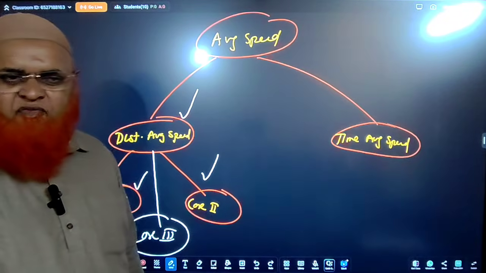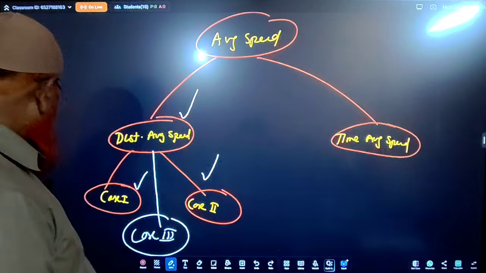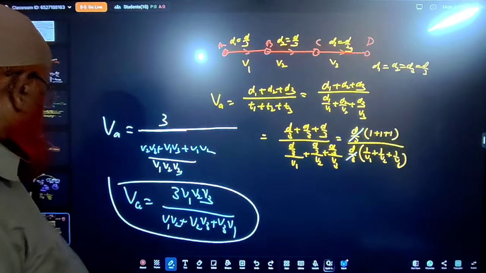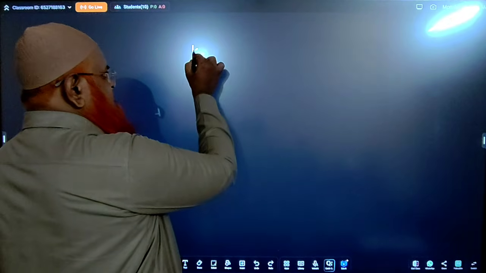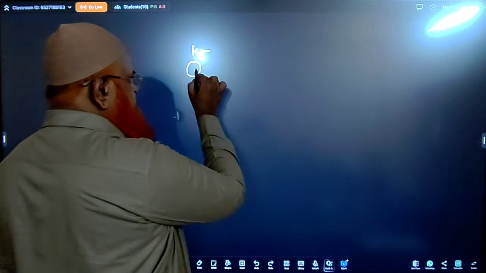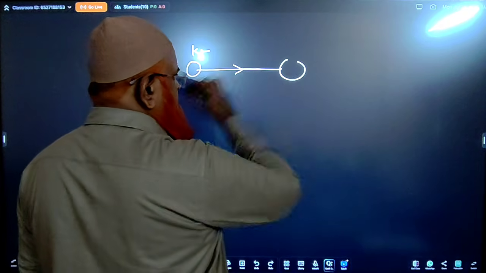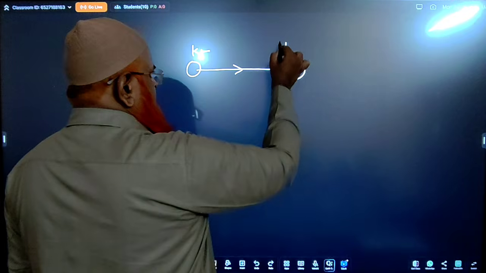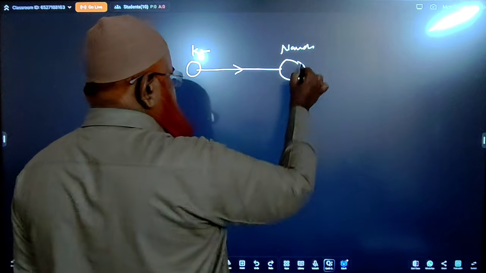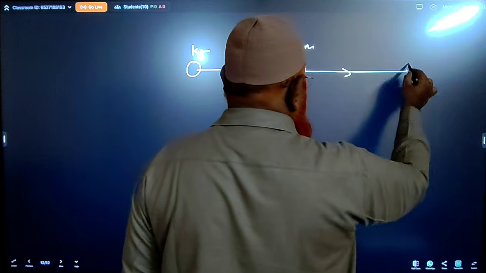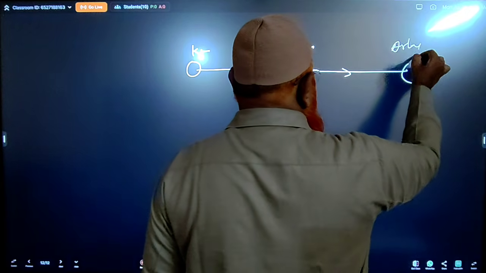Now time average speed you have to discuss. So what is the meaning of time average speed? Let us discuss what is the meaning of time average speed. So here let us see. So here this is Kurnool. Let us imagine. Let us take some other place, Nandyal. Okay. Now take another place, Arlagadda.